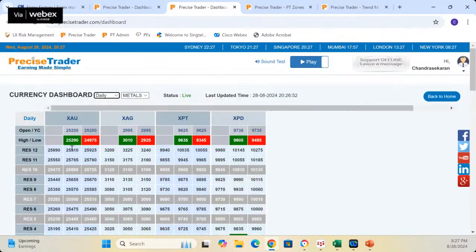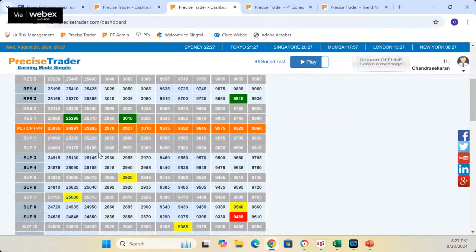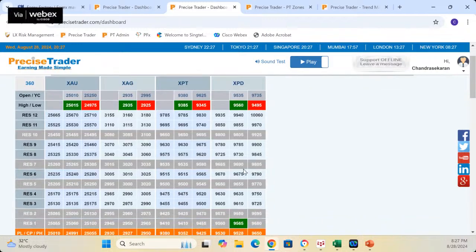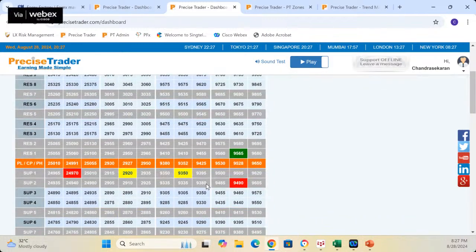Today's high is 2529, and I will be holding a sell as long as the price is trading below 2517 or even 2511. So these are all benchmark levels. Now we look at your 360, then we decide on our entry.